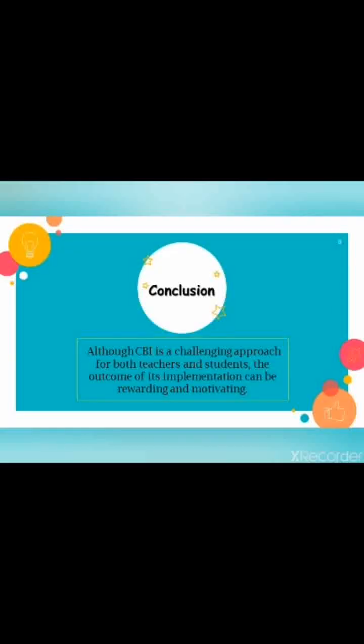So, the conclusion of this presentation: although CBI is a challenging approach for both teachers and learners, the outcome of its implementation can be rewarding and motivating, because I strongly believe that CBI can be both challenging and rewarding. If students, administrations, and teachers are involved in the process of this approach, it could be successful. And personally, I would join CBI with other communicative language teaching approaches like task-based in order to provide more meaning and help learners to acquire the target language.